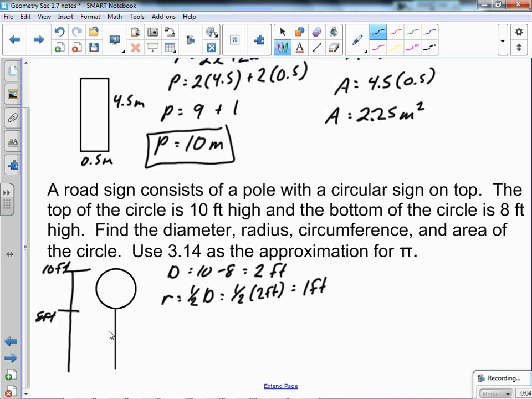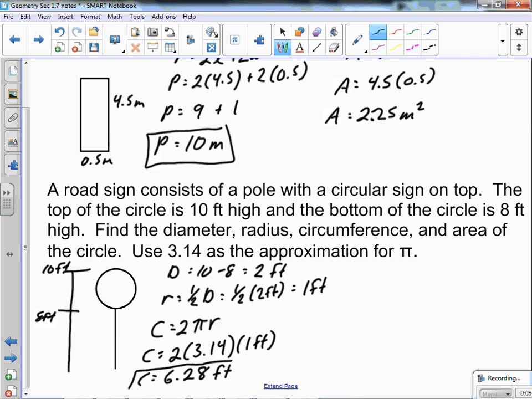And then from there we can figure the circumference and the area. So circumference, the formula is 2 pi times the radius. So our circumference is 2 times, we're using 3.14 for pi, times the radius of 1 foot. So our circumference is 2 times 3.14, which is 6.28, times 1 is just 6.28. Put the units on it, 6.28 feet for the circumference.